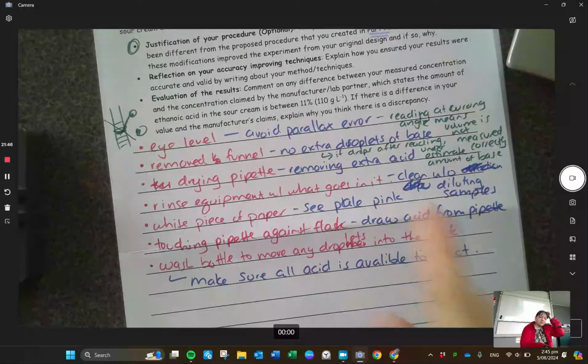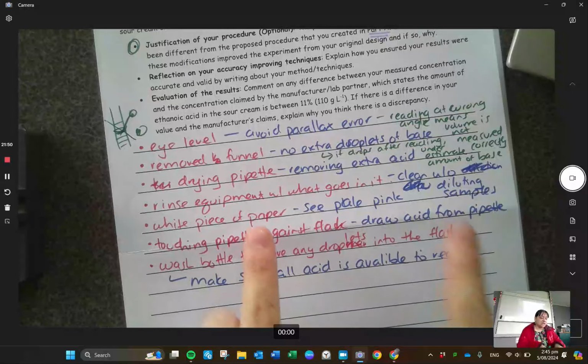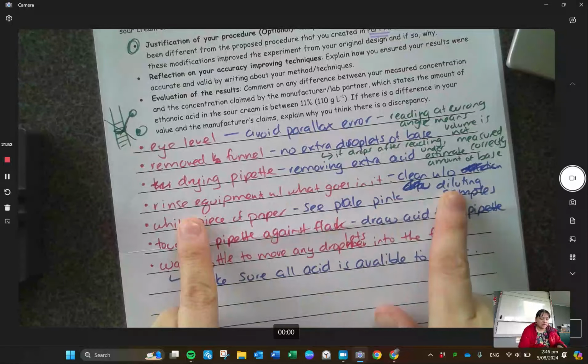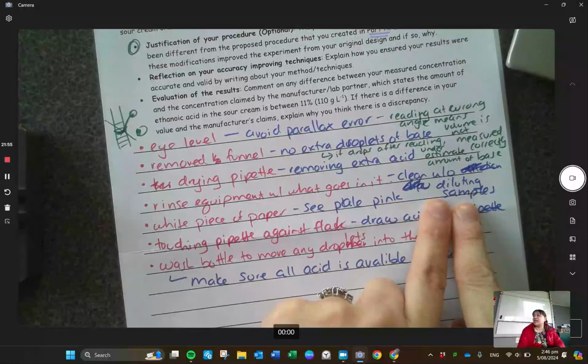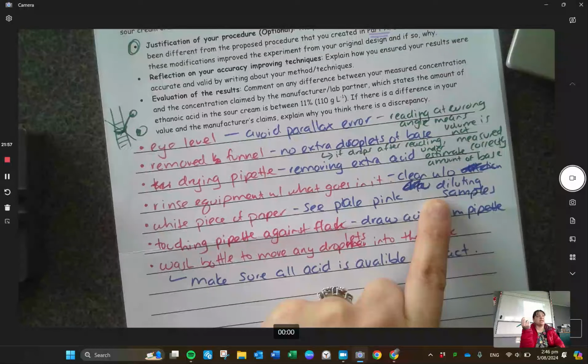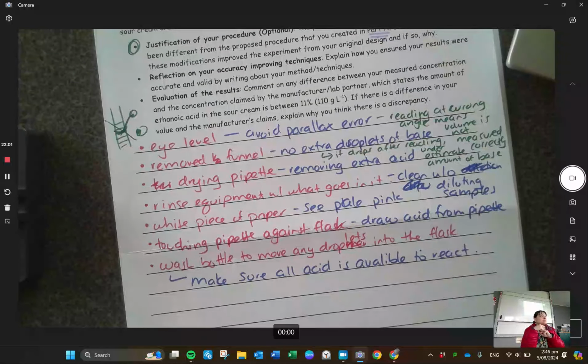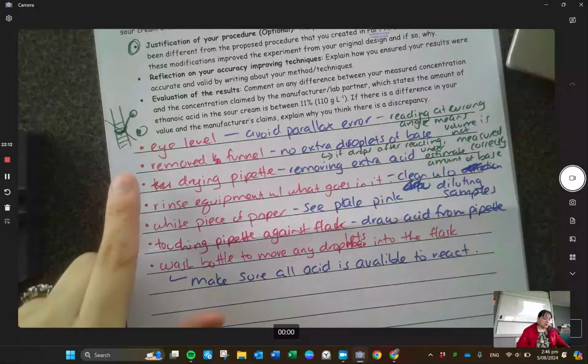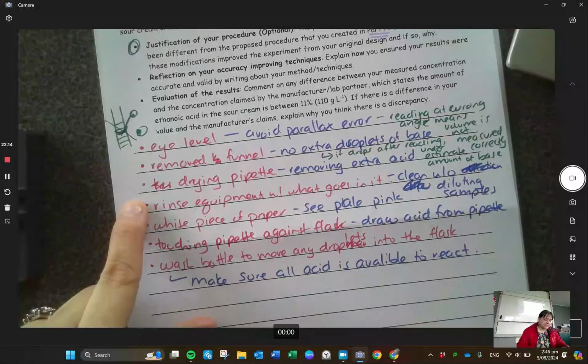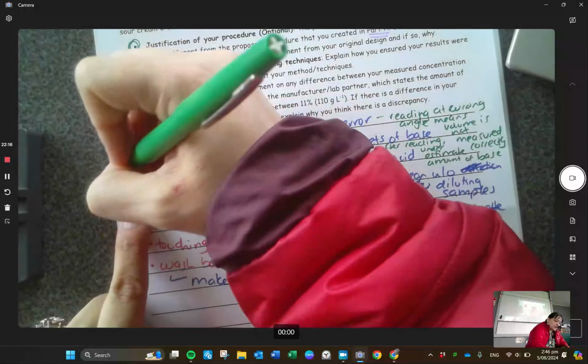Drying your pipette, you're removing extra acid. If you don't do that, then you're going to have extra acid that needs to be neutralized. Rinsing the equipment with what goes in, you want to clean it without diluting the samples. If there's leftover water droplets, then it's going to dilute my acid or dilute my base. So the core of what you're trying to think about is how is it going to affect my final volumes? Yeah? So this one, and this one are all going to affect final volume.